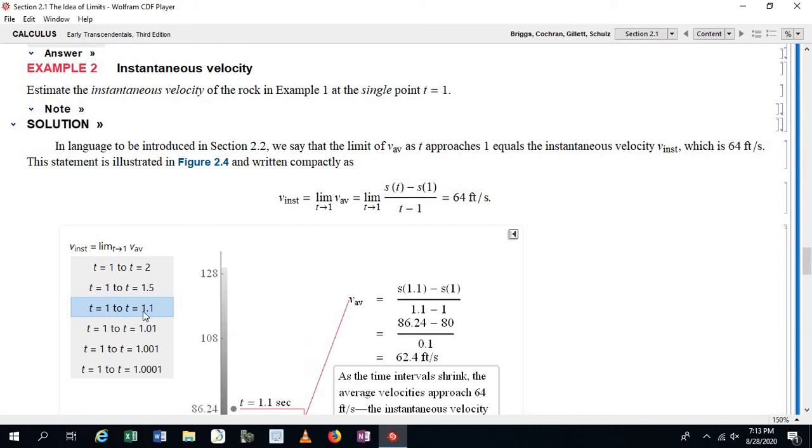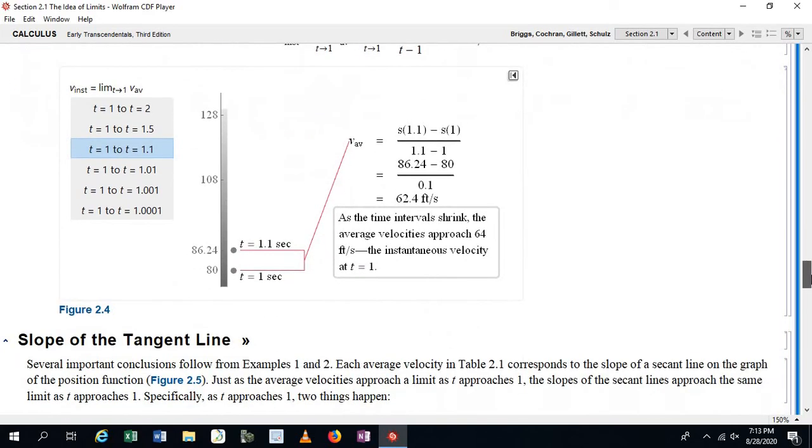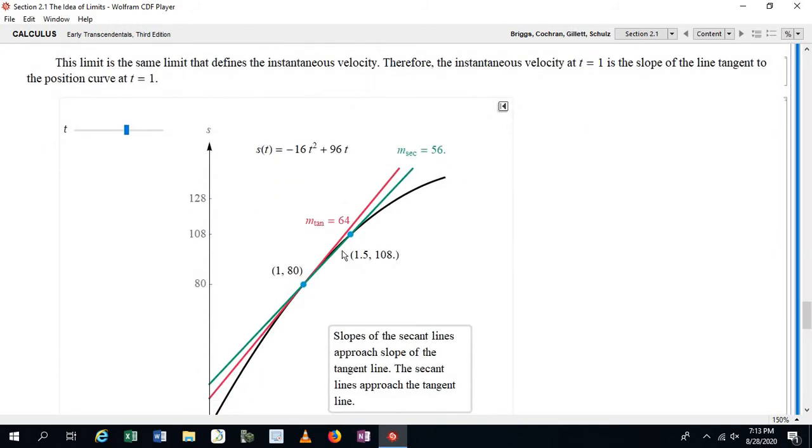Okay, so you may want to shrink it a little further and go between 1 and 1.1. And then you find the average velocity between those two times, and it turns out to be 62.4 feet per second. And that's a better estimate for the instantaneous velocity when t is equal to 1. And if you wanted to, you could find the slope of the secant line between those 2 points down here, and the slope of that line would be the average velocity between those 2 moments in time.